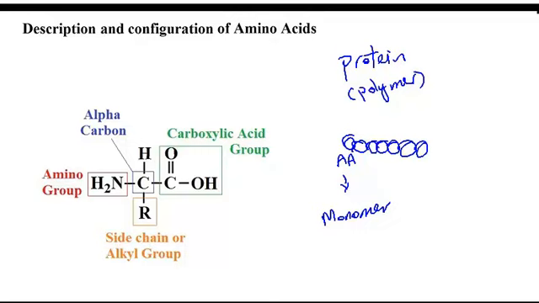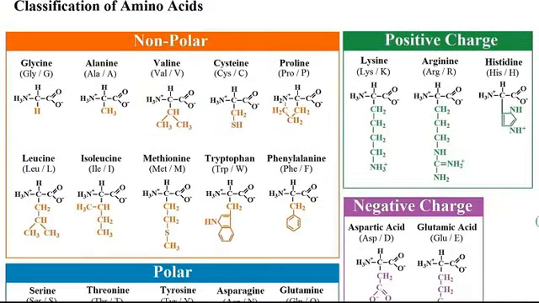And here I'm going to show you different amino acids. So here you can see that all these amino acids shown have the same generic structure. There's an alpha carbon, there's an amino group, there is a carboxylic acid group, there is an H. It's only the R group, which I've shown in orange here, that is different for every one of these amino acids.